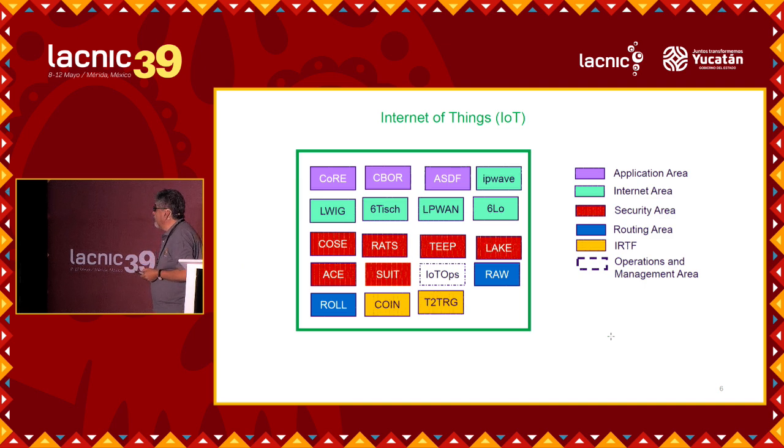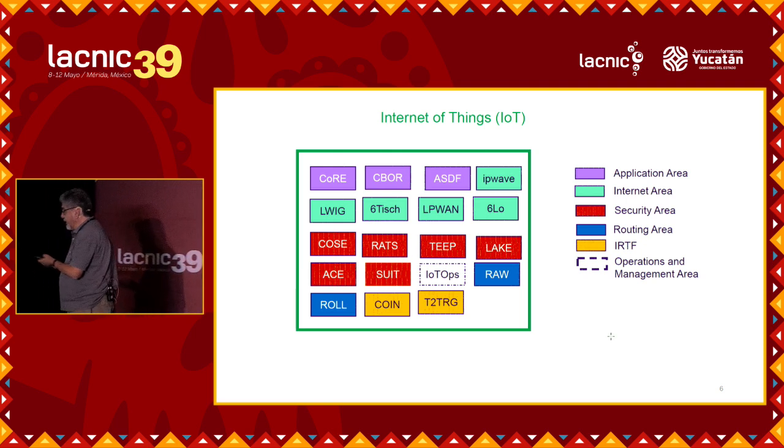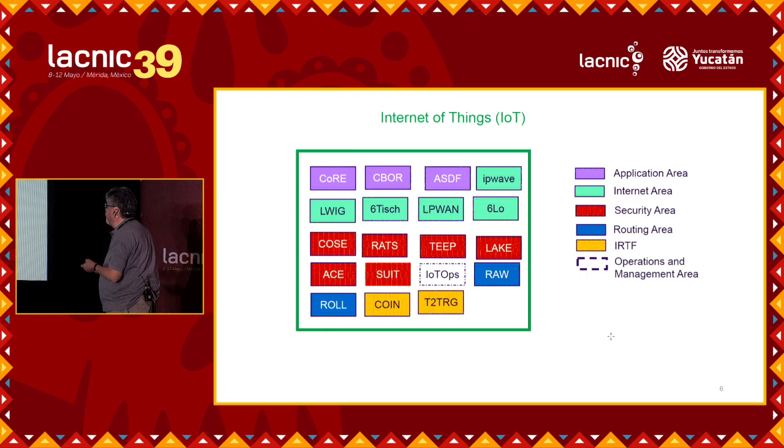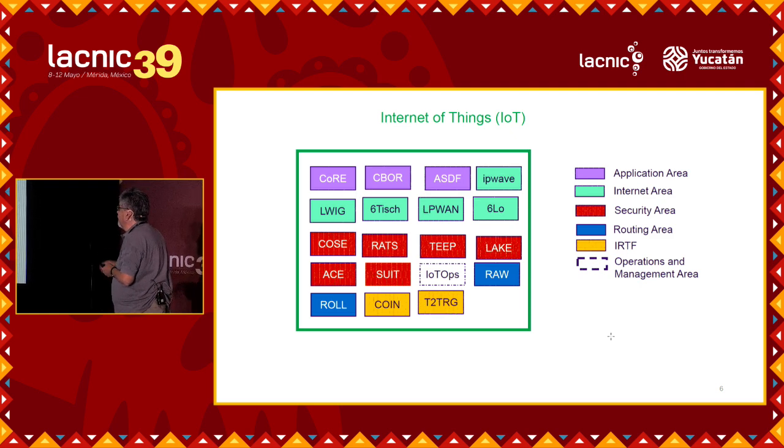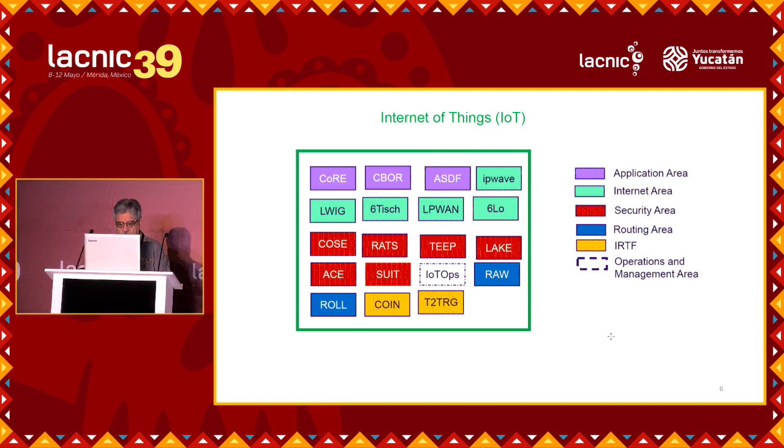So here we included a sketch of the task forces and the areas in the IETF that have some connection to IoT. You have the applications group, like CORE, CBOR, and ASTF; the internet area with IP Wave, working groups LWIG, 6-DIG, LP1, 6LoWPAN; the security area, such as COAST, RATS, TEEP, LAKE, ACE, and SUIT; the operations area, which is a new area that was created recently by the IETF, called IoT Ops; the routing protocols RAW and ROLL; and the action of the IRTF with COIN and Thing-to-Thing.